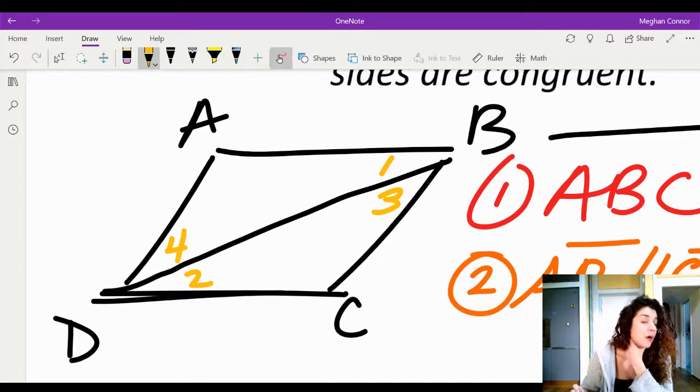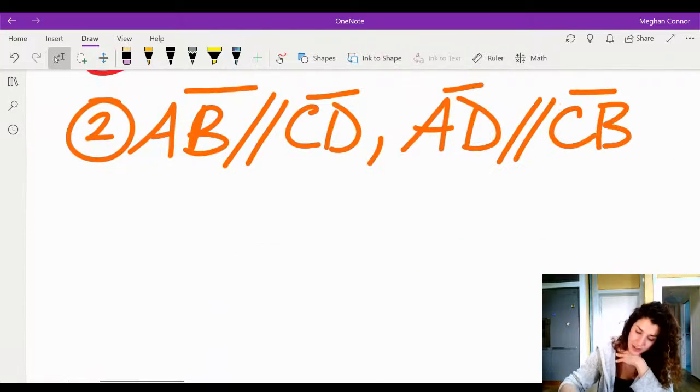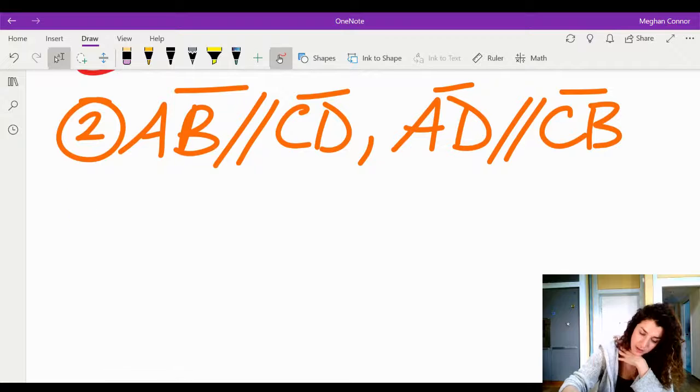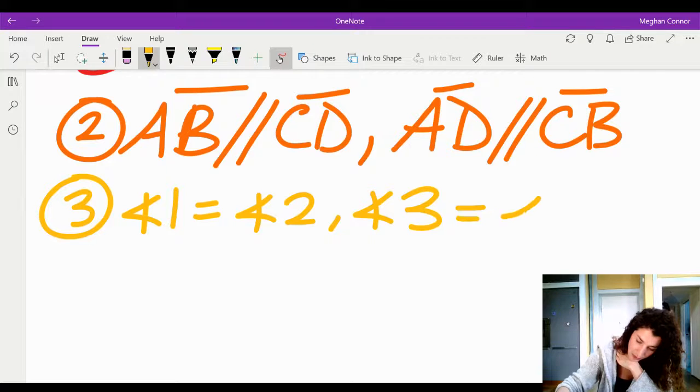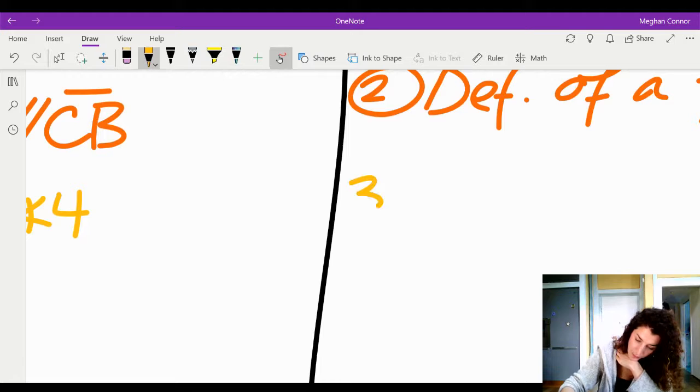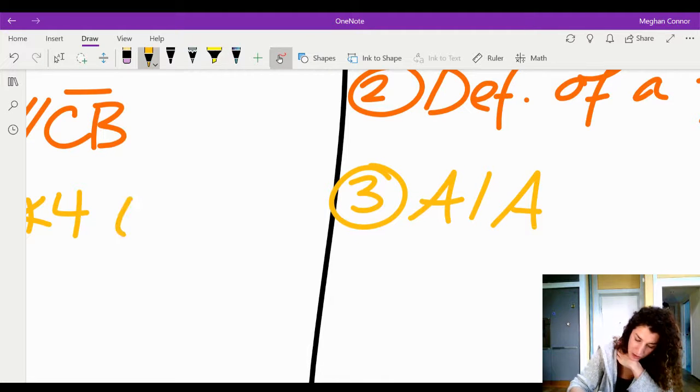One and two are equal to each other, and 3 and 4 are equal to each other because of alternate interior angles. Okay, so that's 2 angles of the triangle.